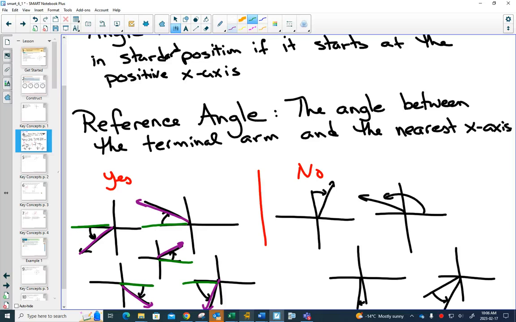Not the nearest axis, right? Because I have that in the bad ones here. We have our terminal arms, again. Here's our terminal arms in purple. Whoops, that one's wrong. There's the terminal arm. There's our terminal arms. Did we find the angle between the nearest x-axis? No, because if I draw my nearest x-axis, it should have gone to here. In this one, it should have gone between here. This would be the nearest x-axis for this one, and this would have been the nearest x-axis for that.